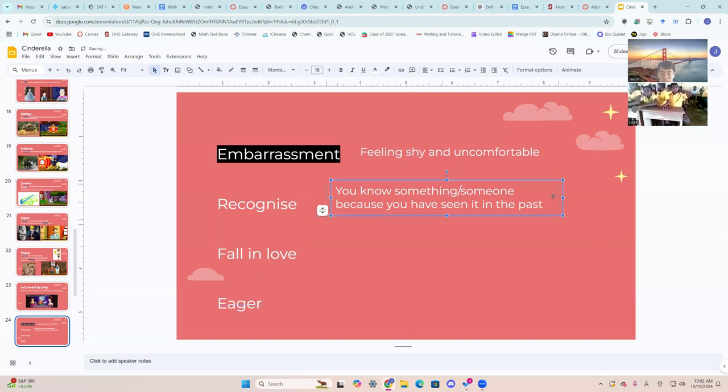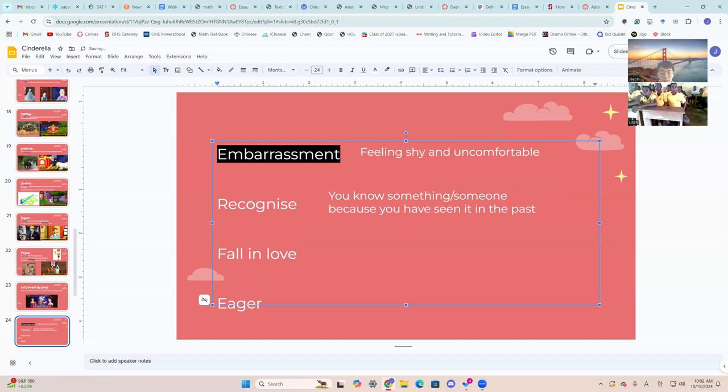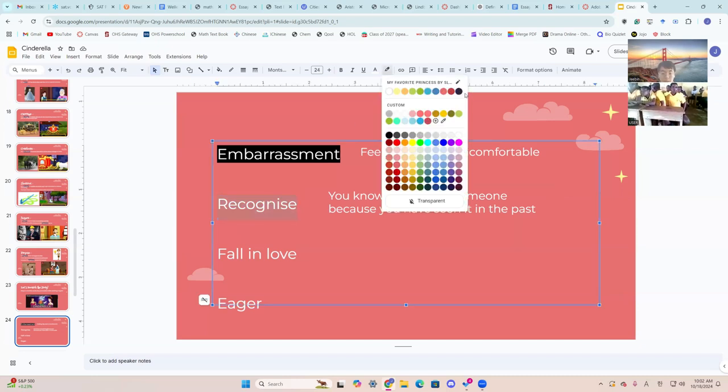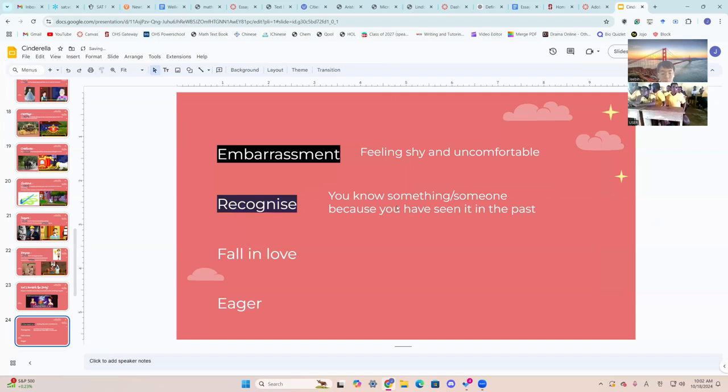So recognize is that you know something or someone because you have seen it in the past. That is what recognize means. Kind of like being able to tell who someone is or what something is because you have experienced it in the past. That is recognize.